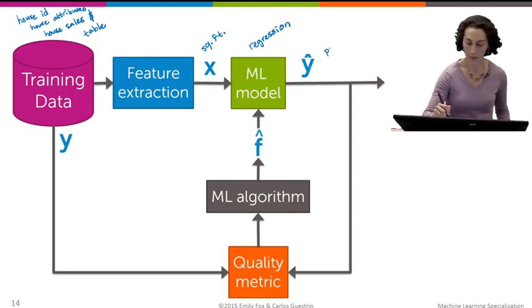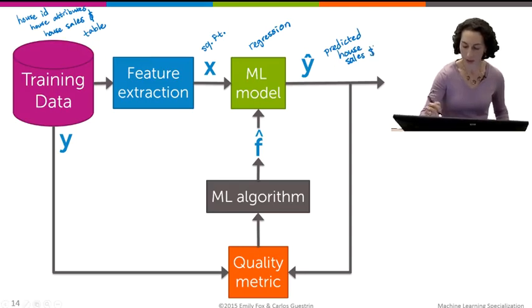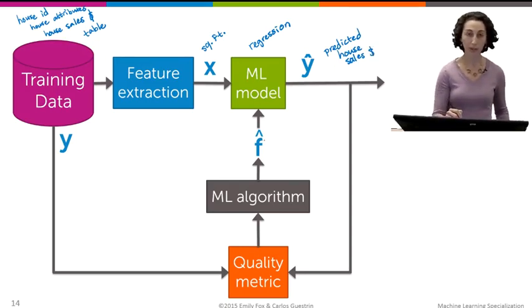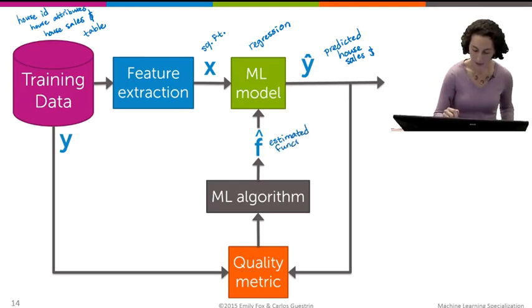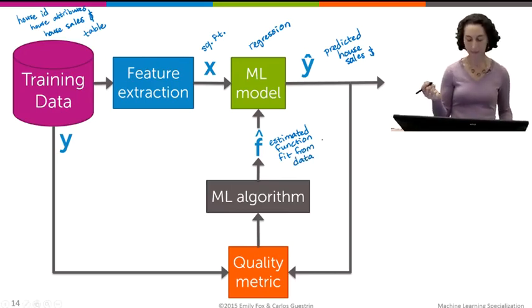So y hat represents our predicted house sales price. And how are we predicting it? Well, based on some estimated line or curve. So f hat is our estimated function that's fit from our data set, or specifically our training data set.